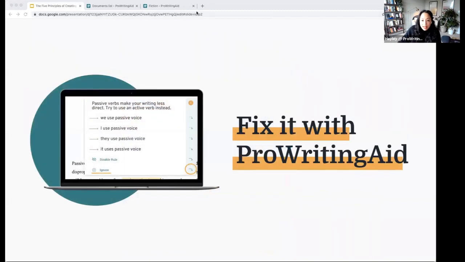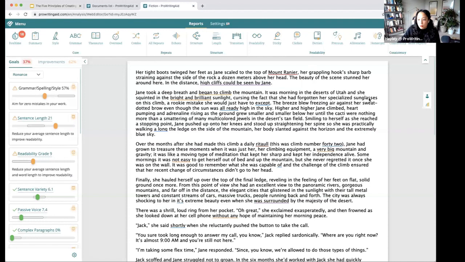Now, if you have ProWritingAid, you can fix it simpler than that. I am showing you, for those who are not familiar, the ProWritingAid web editor. This is what it looks like, and I'll talk more about the ProWritingAid web editor throughout this presentation, but I'll give you a brief tour now. This is what it looks like when you input a document text and you have the real-time goals and improvements over here on the left.